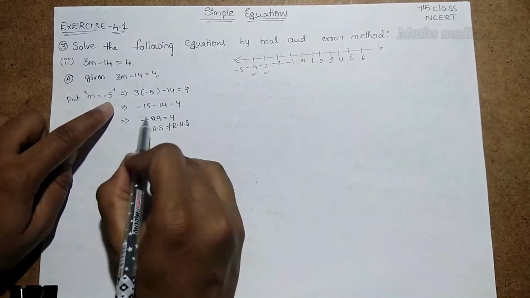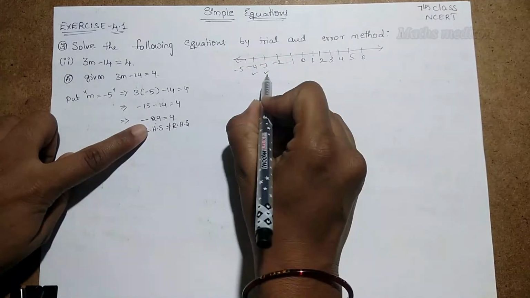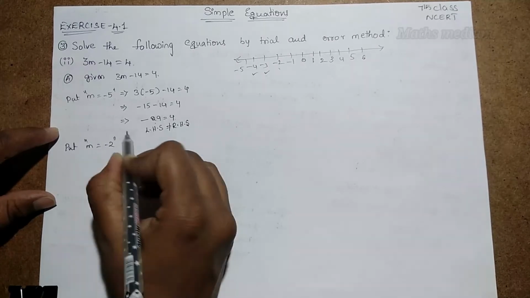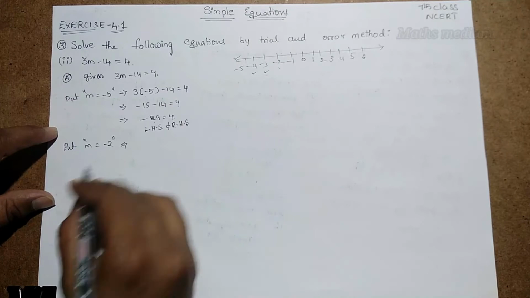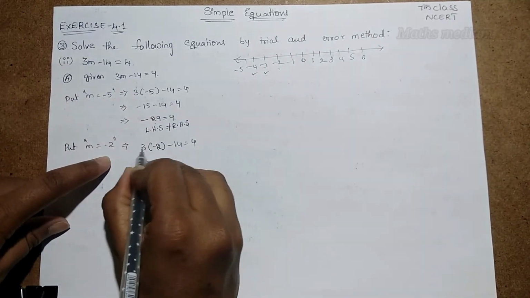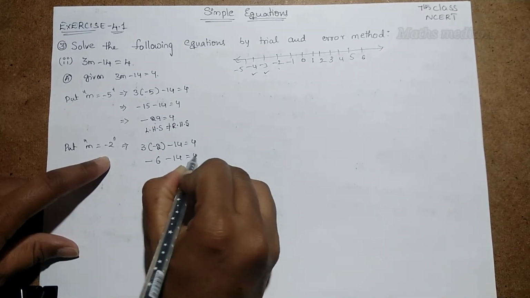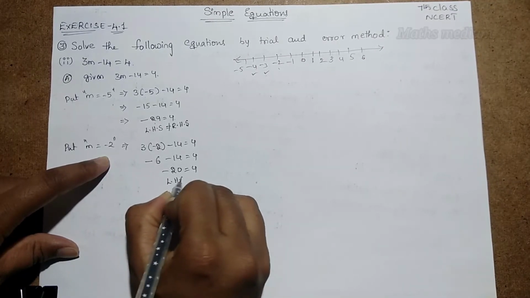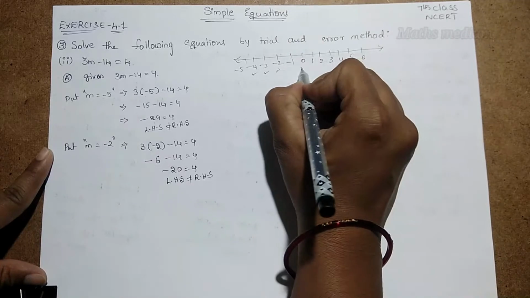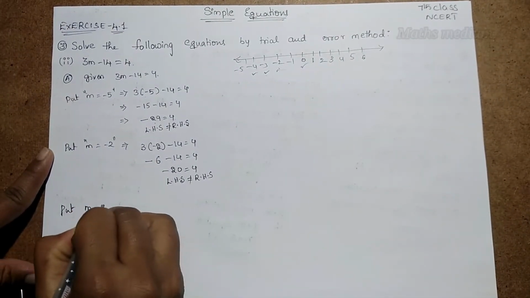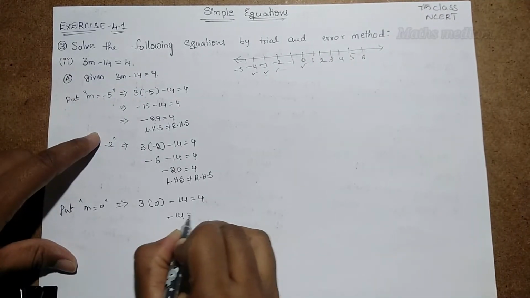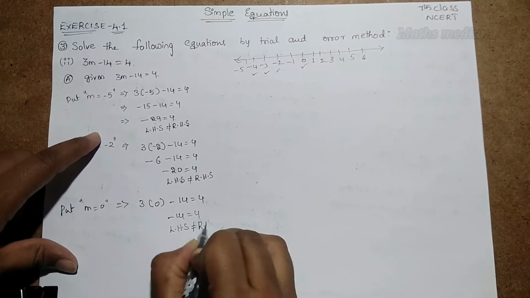Next skip 2 steps because minus 5 is a bigger value for solving the equation. I am skipping 2 numbers. I am going to minus 2. Now put m equal to minus 2. I hope to find an answer here, then you will check with minus 4 and minus 3 also. So here 3 into minus 2 is minus 6, minus 14 is equal to 4, so minus 20 is equal to 4. Here also it does not satisfy, L.H.S is not equal to the R.H.S. Next I am skipping these two also. So now I go to 0, put m equal to 0. Now 3 into 0 minus 14 equal to 4. So minus 14 equal to 4. Here also L.H.S does not equal the R.H.S.